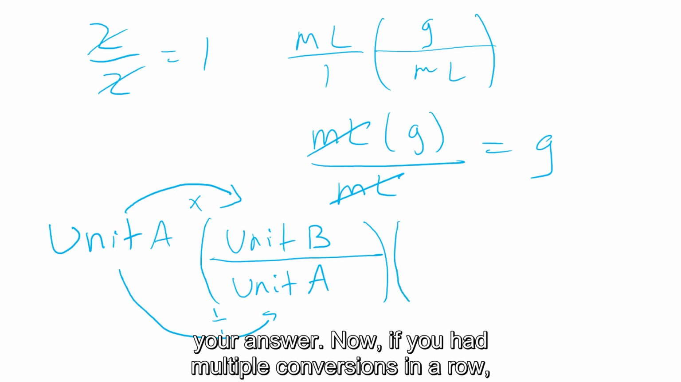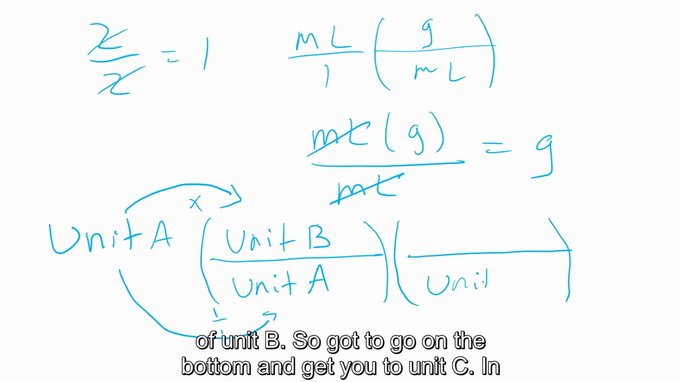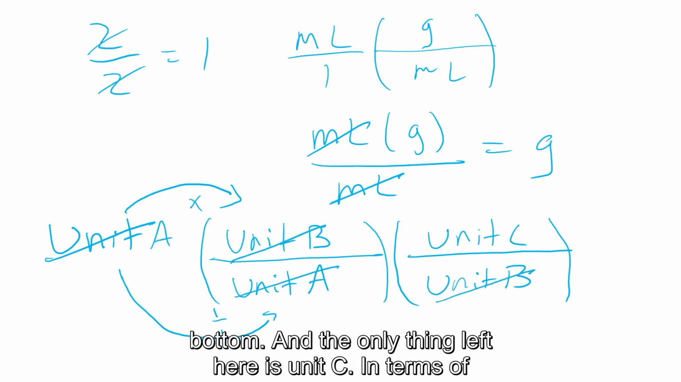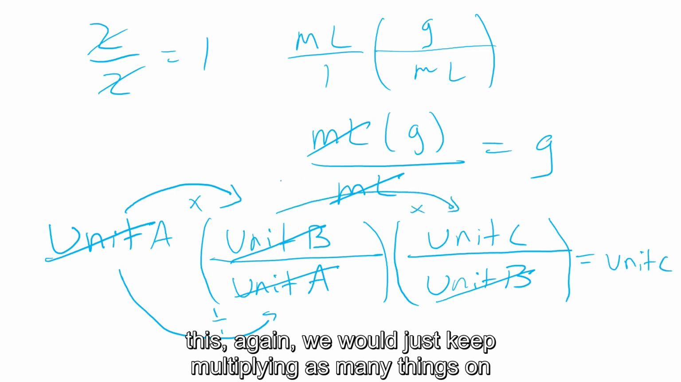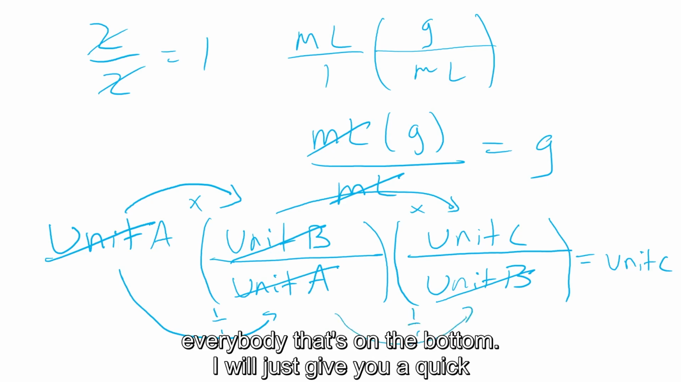Now, if you had multiple conversions in a row, you could just continue down the path. Maybe you want to get rid of unit B, so it's got to go on the bottom and get you to unit C. In this case, unit A on top will cancel out with unit A on the bottom. Unit B on top will cancel out with unit B on the bottom. And the only thing left here is unit C. Again, we would just keep multiplying as many things on top as you like, and then you'll come back and divide by everybody that's on the bottom.